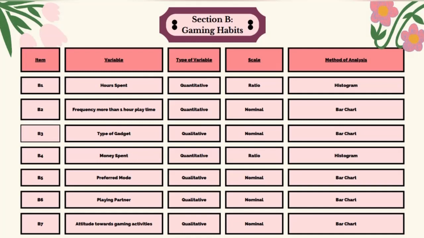Okay, this slide shows section B, which is gaming habit. We listed 7 questions for students to fill in, which are hours spent, frequency more than 1 hour playtime, type of gadget, money spent, preferred mode, playing partner, and attitude towards gaming activities. We also put appropriate type of variable, scale, method of analysis for all of these items. And that is all for chapter 2.